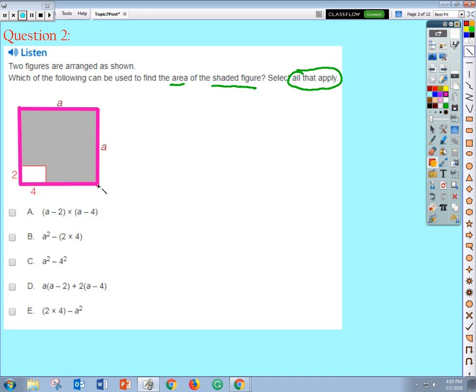Now they want to find the shaded region. Well, it looks like they gave me this little region down here that is not shaded. Oh, I was hoping I changed the color there. They gave me this little region here that is unshaded.